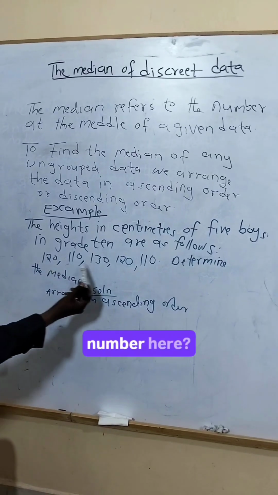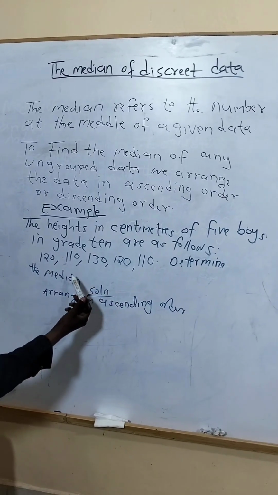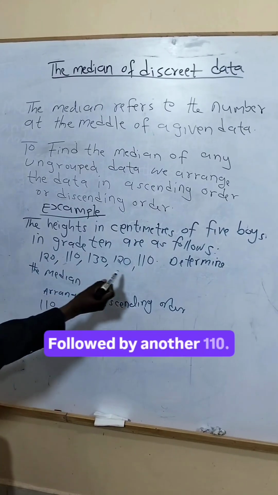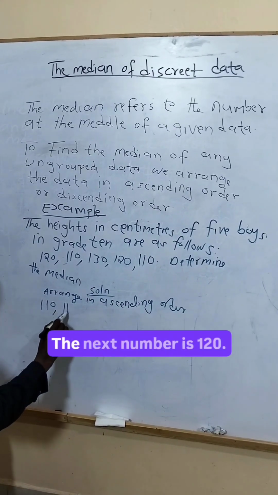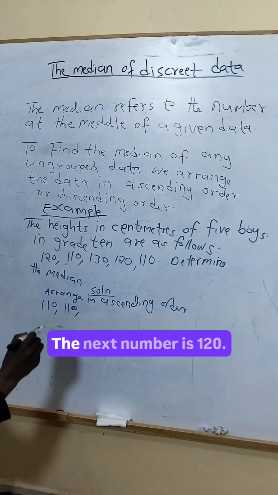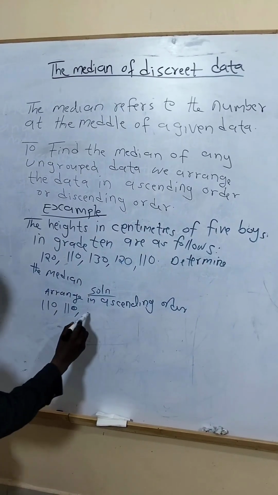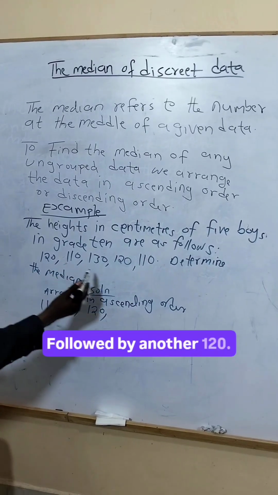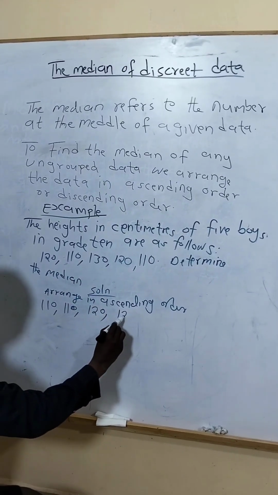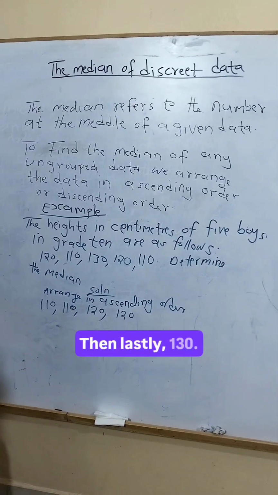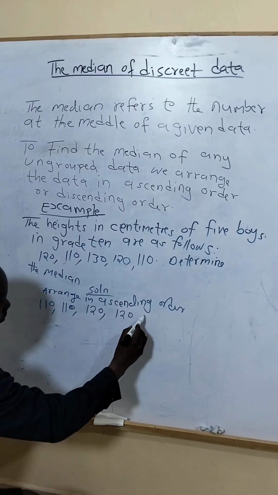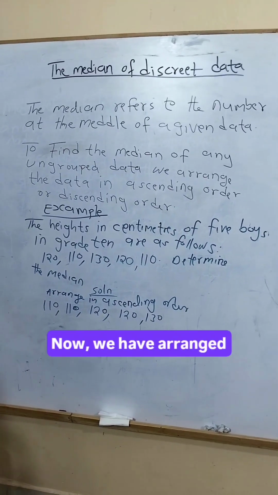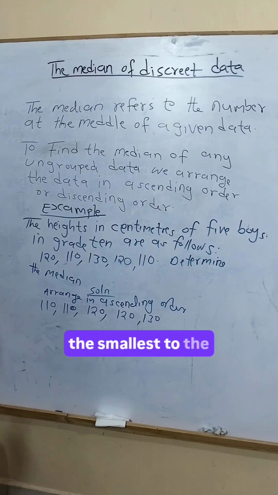Which is the smallest number here? The smallest is 110, followed by another 110. The next number is 120, followed by another 120. Then lastly 130. Now we have arranged the numbers from the smallest to the largest.